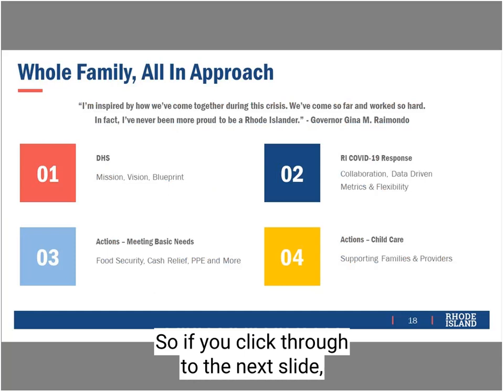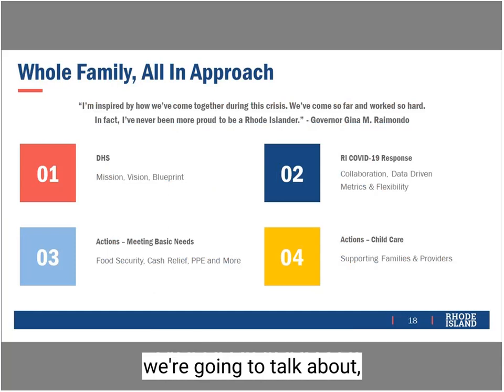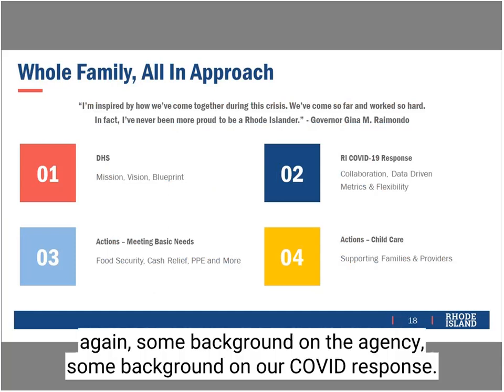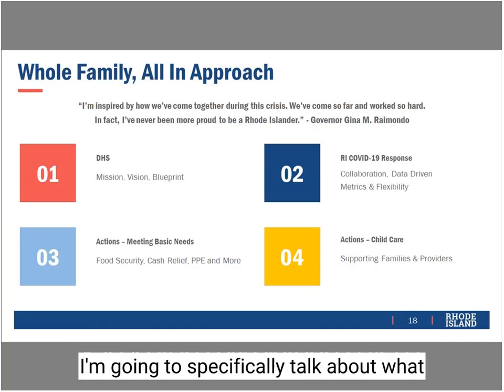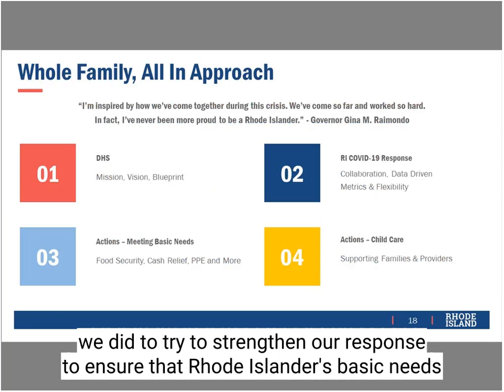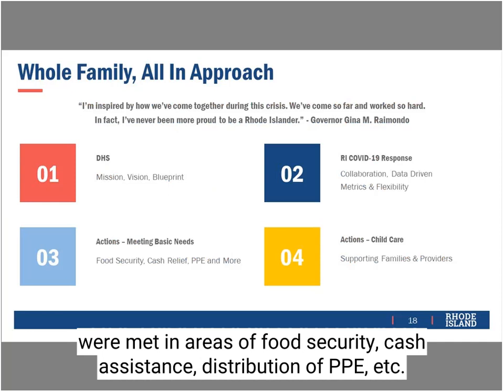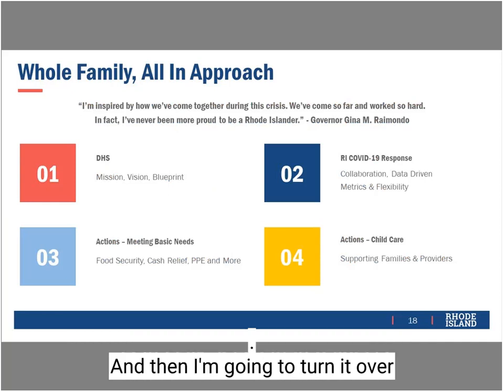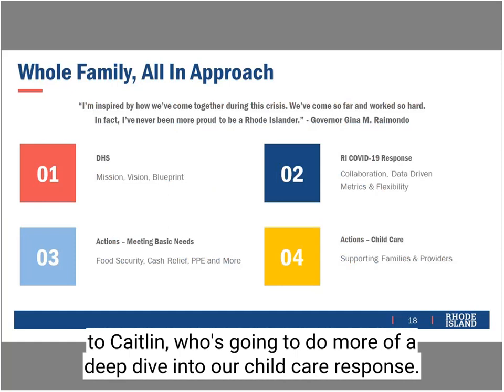So if you click through to the next slide, we're going to talk about, again, some background on the agency, some background on our COVID response. I'm going to specifically talk about what we did to try to strengthen our response to ensure that Rhode Islanders' basic needs were met in areas of food security, cash assistance, distribution of PPE, et cetera. And then I'm going to turn it over to Caitlin, who's going to do more of a deep dive into our childcare response.